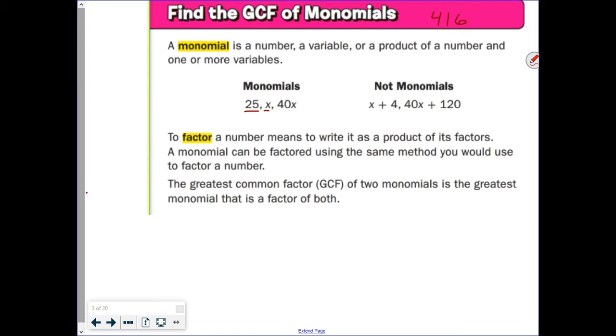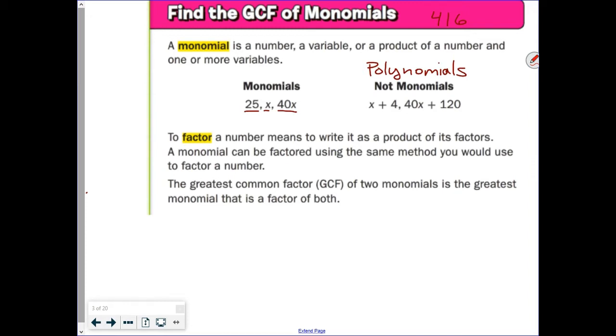The variable x is considered a monomial. But also when you have a coefficient variable combination like 40x, that is also considered a monomial because those things stand alone. Over here on the right-hand side where it says not monomials, what we have is called polynomials. Polynomials are a combination of two or more monomials.